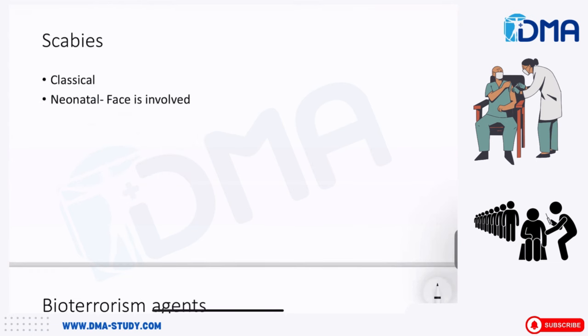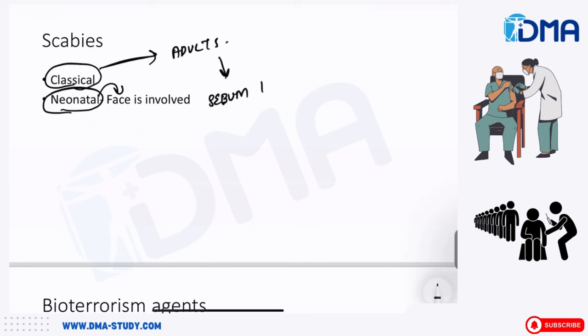So regarding scabies, I want you to remember only one point. In case of neonatal scabies, the face is involved. In case of classical scabies, which happens in adults, face is not involved. Why? Because of the production of sebum. Sebum is present. So face not involved.